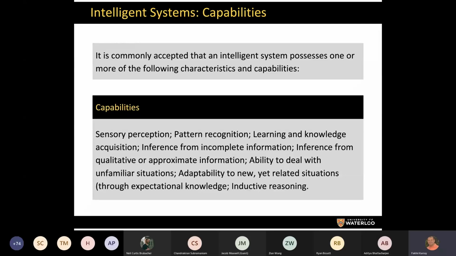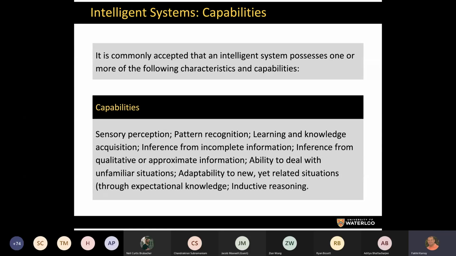It is commonly accepted that an intelligent system possesses one or more of the following characteristics and capabilities. So these are the generic capabilities. Any type of system that has two or more of these capabilities, we call an intelligent system. This is the consensus that we have among the people who are working in this particular field of intelligent systems, AI. A system that has two or more of these capabilities could be called an intelligent system.